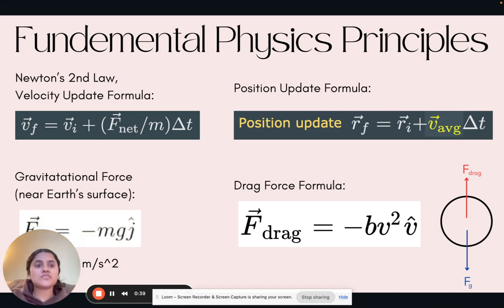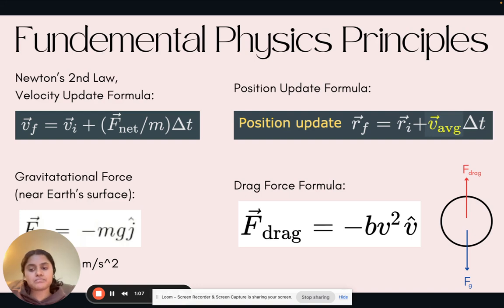So, some fundamental physics principles that I will be using. The first one is Newton's second law, additionally known as the velocity update formula, which describes the change in velocity when a constant net force acts upon it. Another important formula to this lab is the position update formula, which updates an object's position based on its average velocity and change in time. Additionally, there is the gravitational force, but near the Earth's surface.